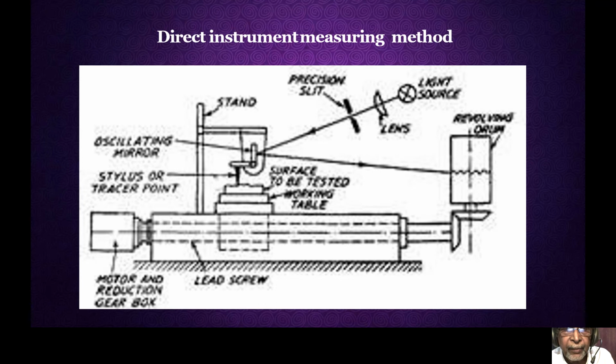So what happens when the job moves, the stylus moves. When the stylus moves and has vibration, these vibrations can be seen through the light source, and the light source reflection is taken to the revolving mirror here. By this, we can measure the roughness of the job.